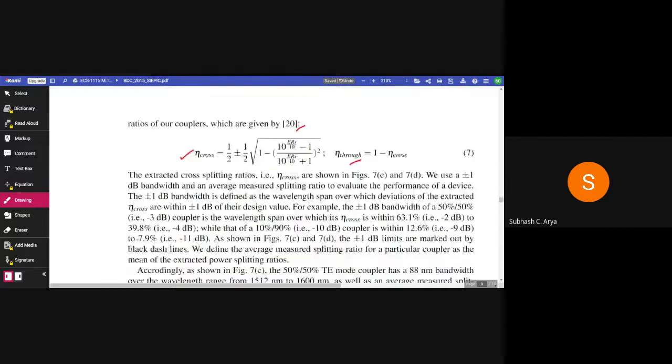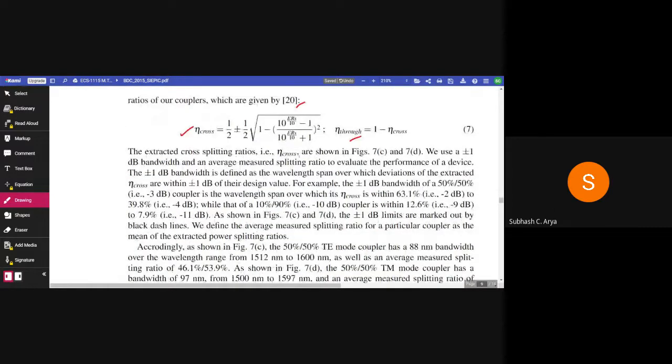which is given by equation 7. Eta cross is half plus or minus half root of ((1 minus 10 to the power ER divided by 10) minus 1, divided by 10 to the power ER divided by 10, then plus 1) whole squared, and beta through is this. The expected cross splitting ratio, beta cross, is shown in figure 7C and 7D.